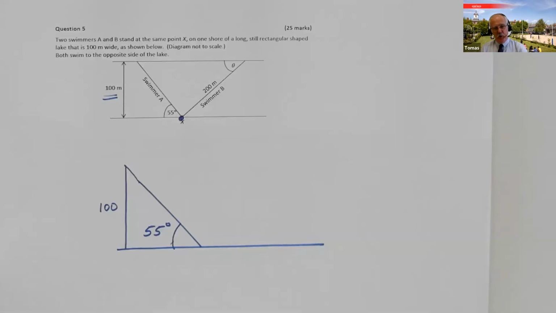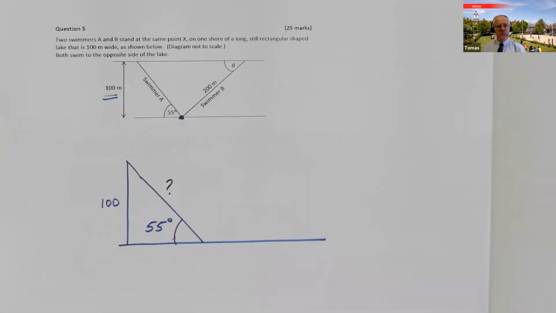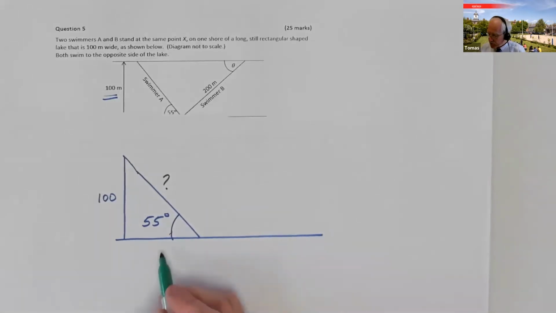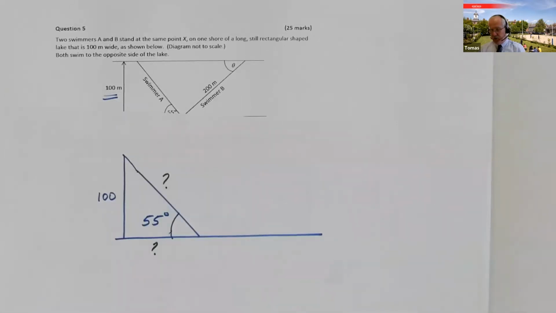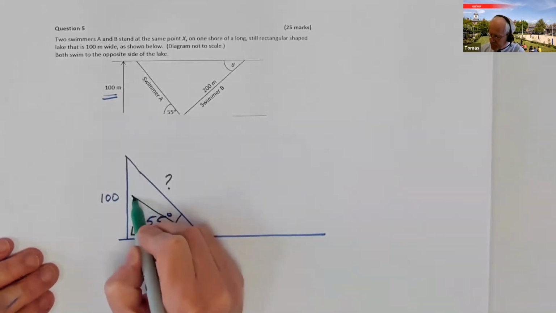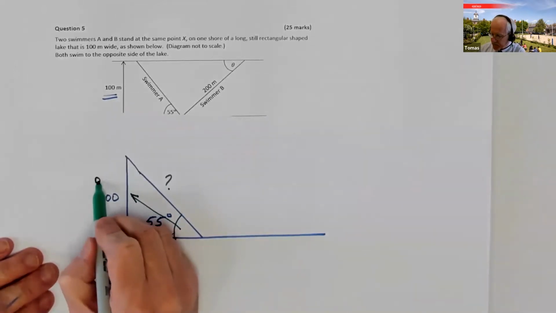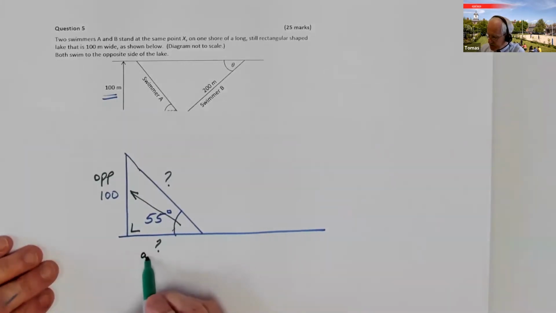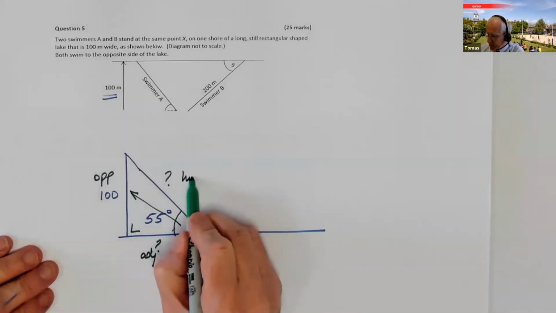So I'll leave that with you for a moment. How do you do that? How do you find this length here? You don't know this one. And, well, you do know that angle, I suppose, because this is 90. But the way I would do this is I would start at the 55 and say, this must be the opposite. This must be the adjacent, and this must be the hypotenuse.